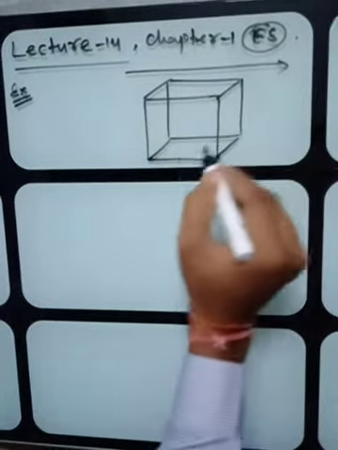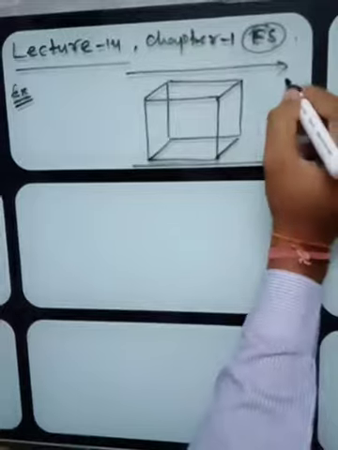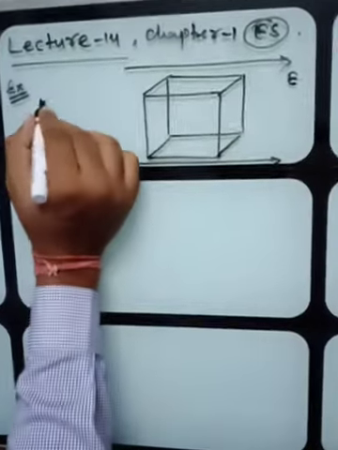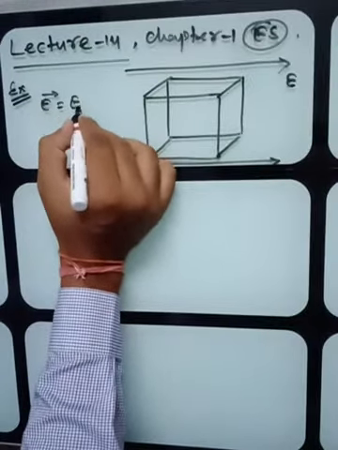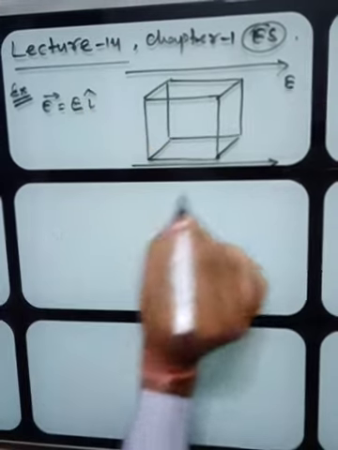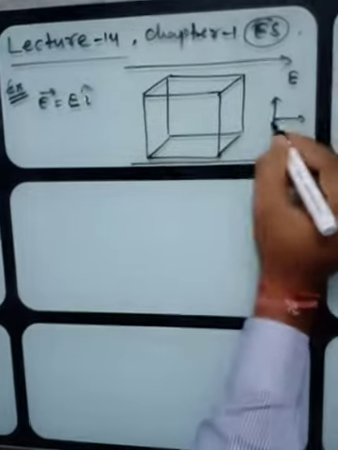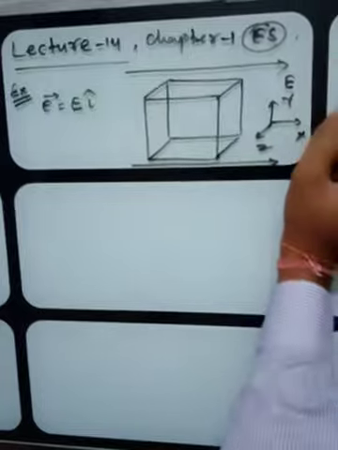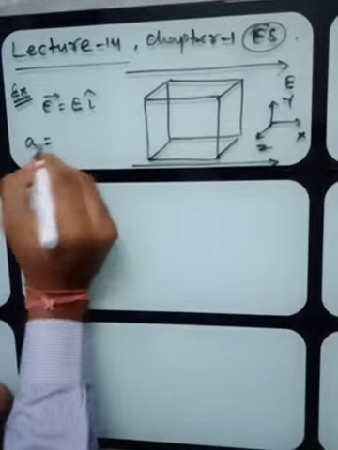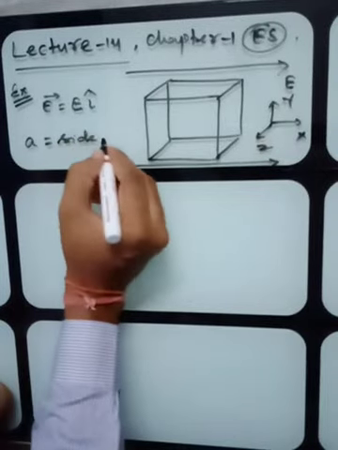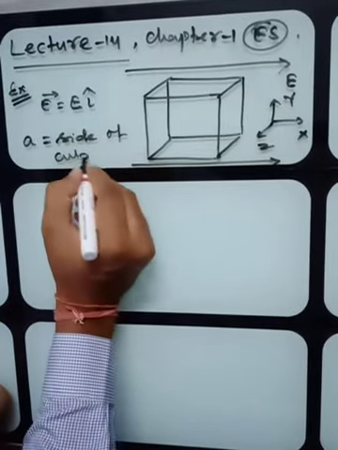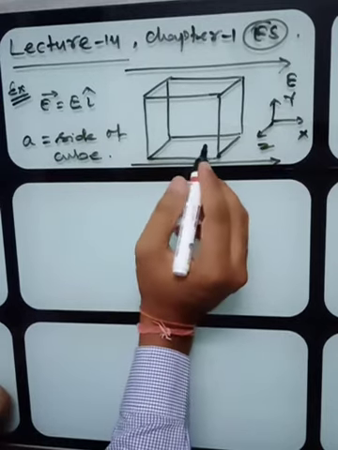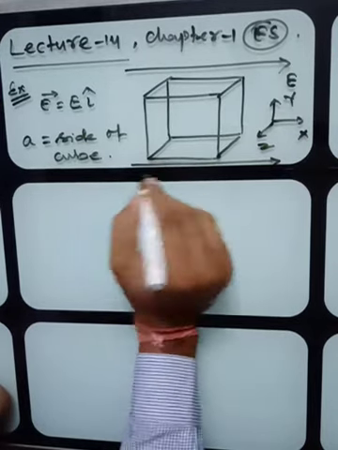in a uniform electric field. Here this E is E I cap along the x-axis. Here we can draw the specific axes x, y, z. If the electric field is in this particular direction, and A is the side of the cube, you have to find the electric flux through each face.